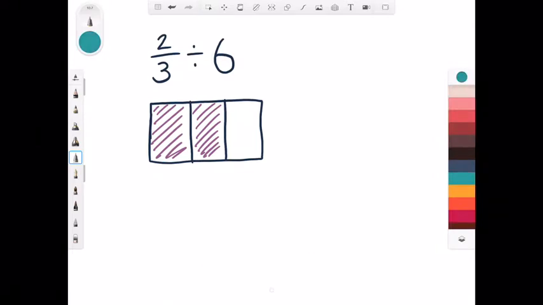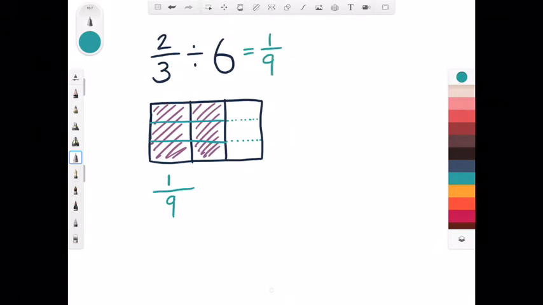So choose another color for sharing. Okay, so I've got this much of a candy bar. I need to share it with 6 people. If I go like this, I can give each person one section because I now have 6 sections. I'm going to carry this out to the rest of the candy bar just so I know what fraction of the candy bar each person will get. Each person will get one section out of a total of 1, 2, 3, 4, 5, 6, 7, 8, 9 sections. So 2/3 divided by 6 is 1/9.